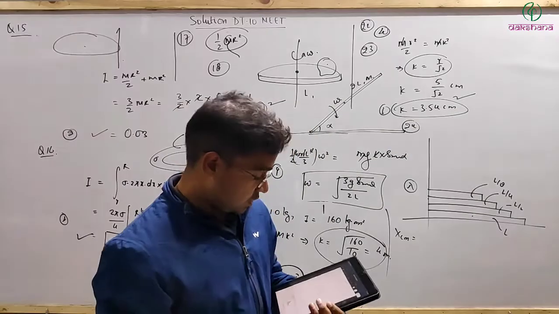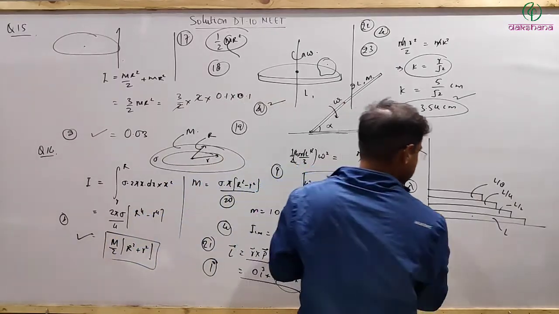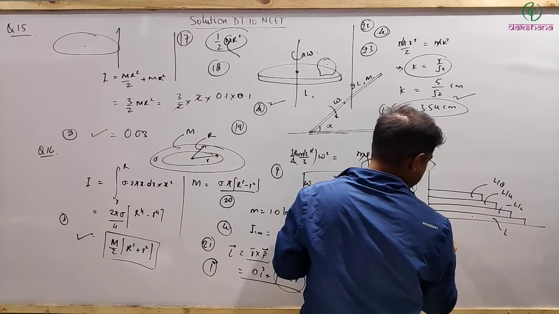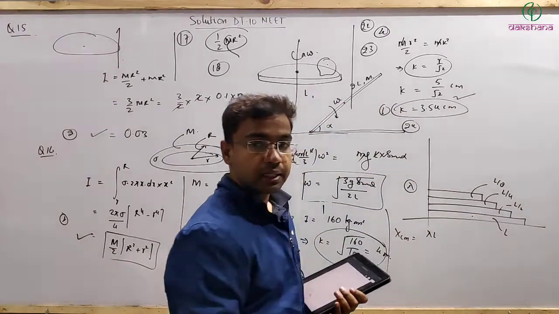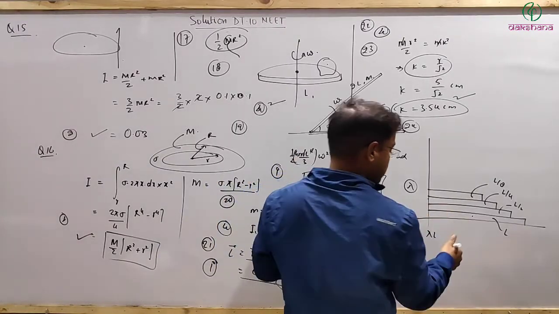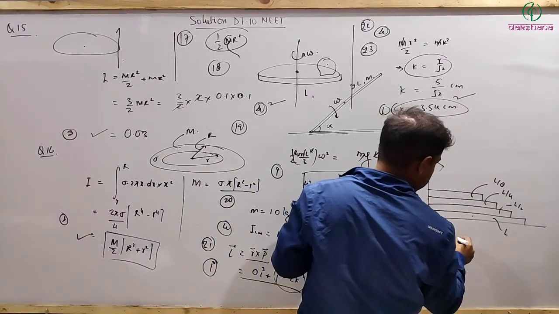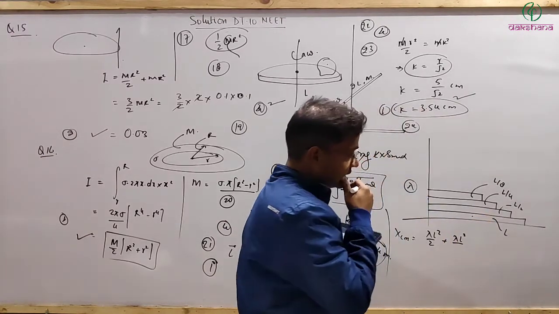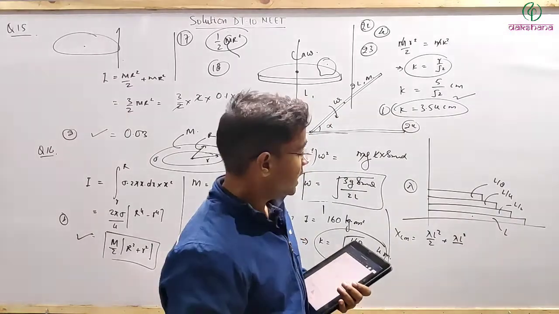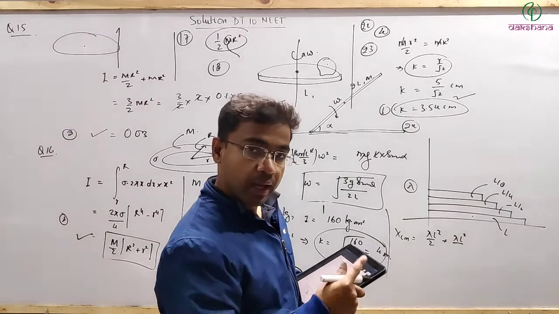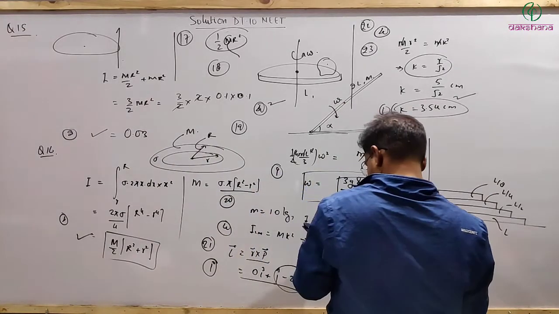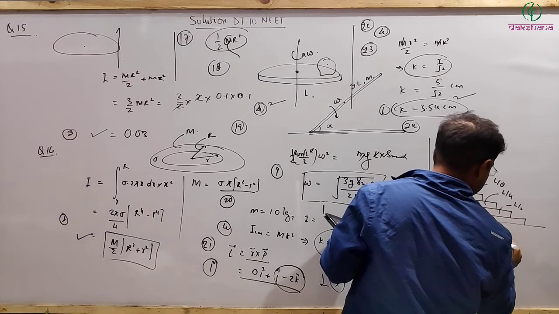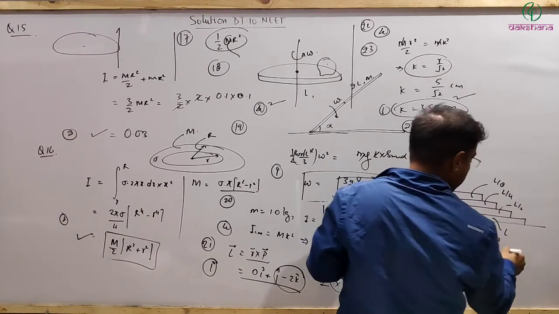m1 x1 plus m2 x2 divided by total mass. So that will come out to be basically lambda into L, this is m, into L by 2. So L square by 2 plus lambda into L square by, this is what, इसका मास ही कितना हो जाता है? L by 2 lambda into L by 2 into L by 4. So it will be like L by 2 power 3 and so on. It will be lambda L square into 2 power 5 and so on.